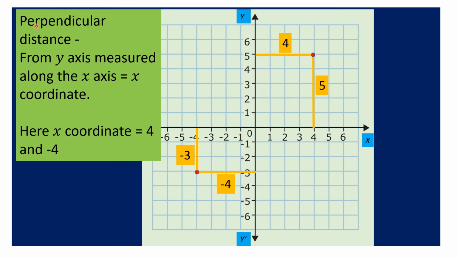So the perpendicular distance from the y-axis, measured along the x-axis. Can you see this line? This distance is measured along the x-axis. Along the x-axis means in the direction of the x-axis, parallel to the x-axis, right? So from the y-axis we are starting to measure perpendicular. The perpendicular distance from the y-axis along the x-axis is called the x-coordinate of this point.